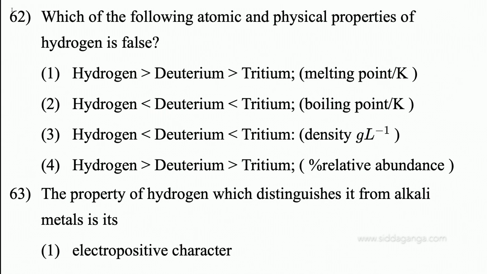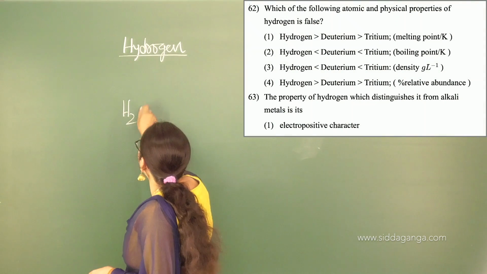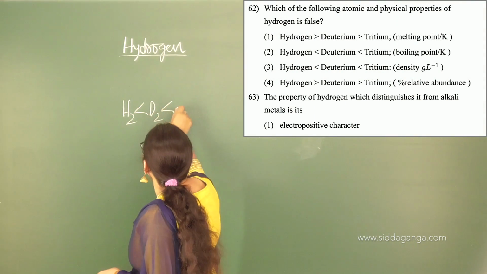But if you take the first one, it should be in the order hydrogen greater than deuterium greater than tritium. That is the correct order, because the question asks which physical property is false. So actually option 1 is false, because it should be in the order H2 less than D2 less than T2.